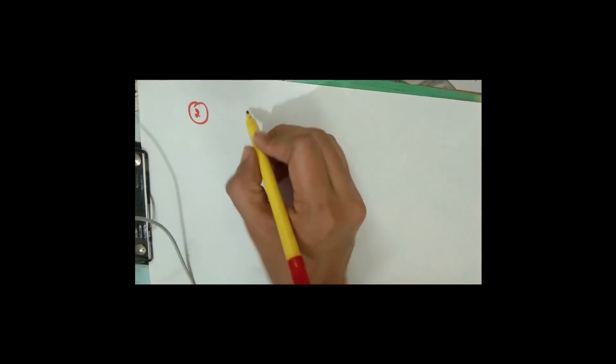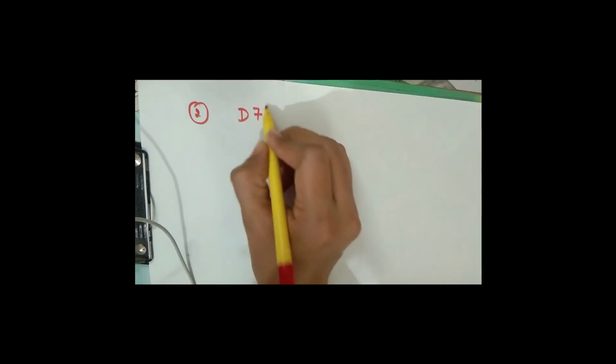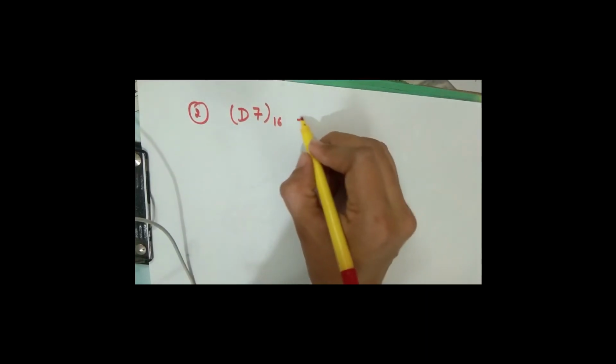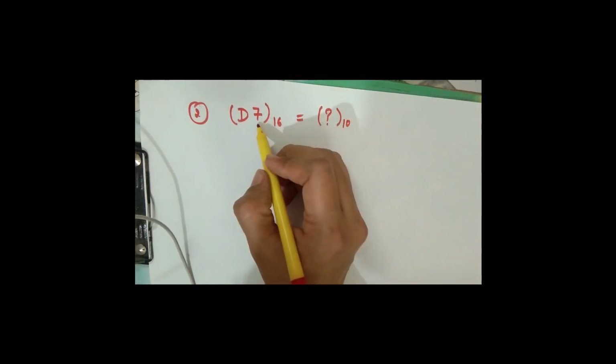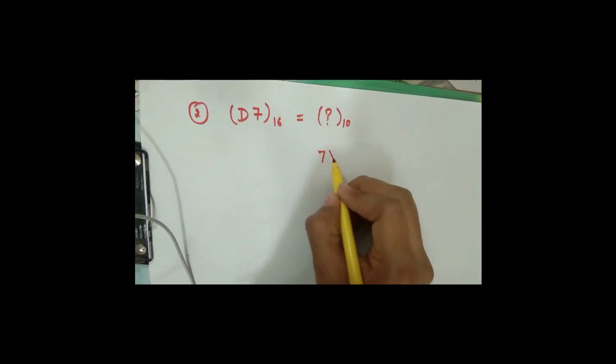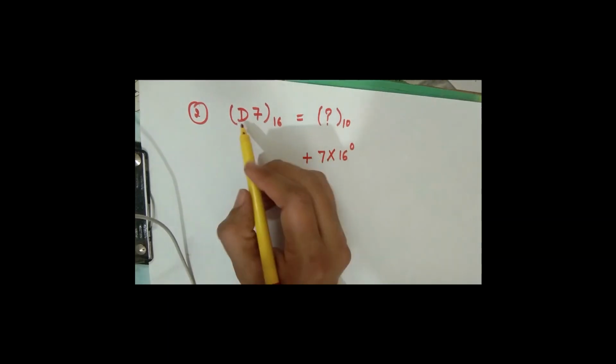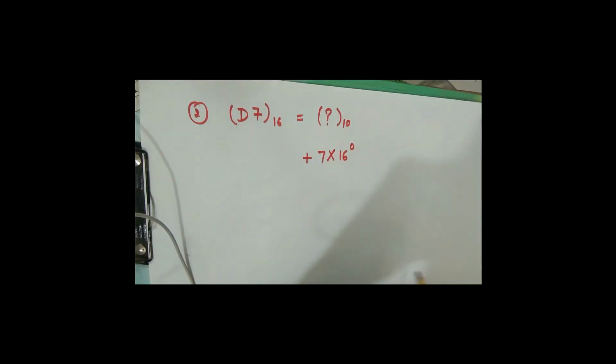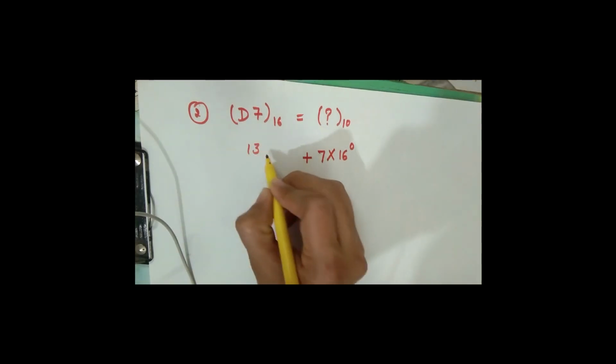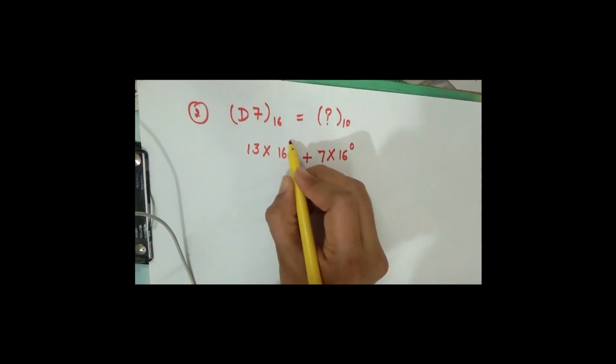Now my next example will be, suppose I'm taking the number D7 hexadecimal, and what will be the decimal equivalent of this number? Take the least significant digit, that is 7, multiply it by the base and the power is 0. And we have one more digit, that is the most significant digit, that is D, and the value of D is equal to, what will be the value? Students, tell me fast. D is equal to 13. So it will be 13 multiplied by 16 raised to the power 1.